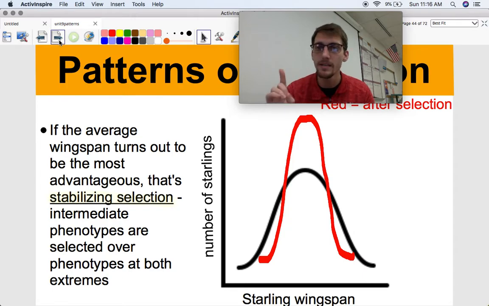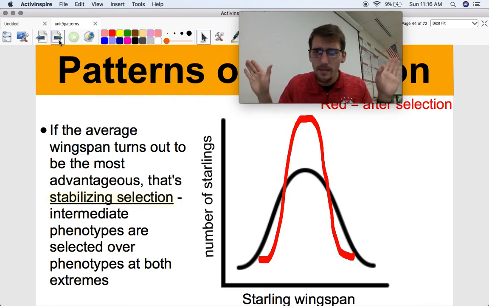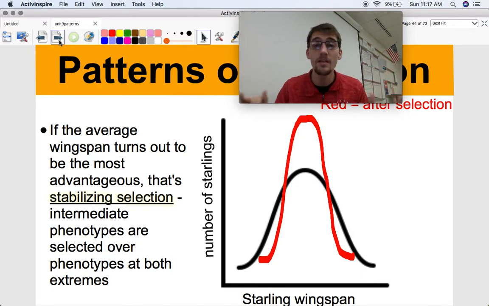Okay, but that's not the only way that populations can evolve. So now imagine another scenario here where if you're right in the middle in terms of wingspan, you're at that 36 or 37 centimeters, that's actually better for survival than anybody else. That's what we call stabilizing selection. So if the average wingspan turns out to be the most advantageous, that's stabilizing selection, where the intermediate phenotypes are selected over both of the extremes.